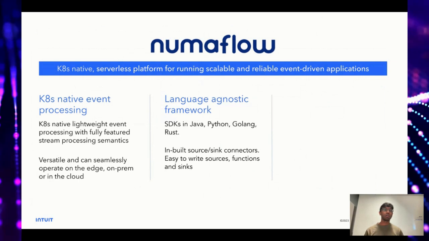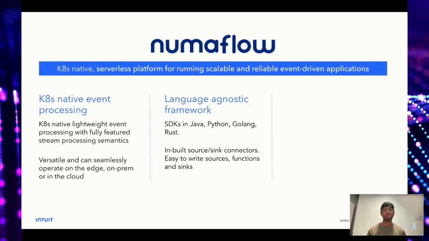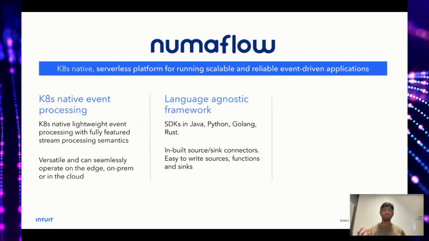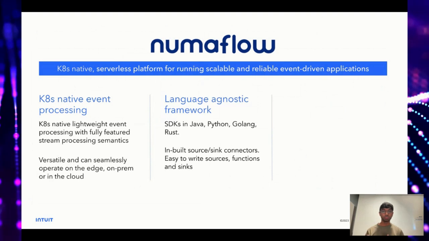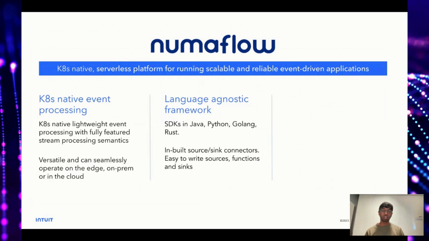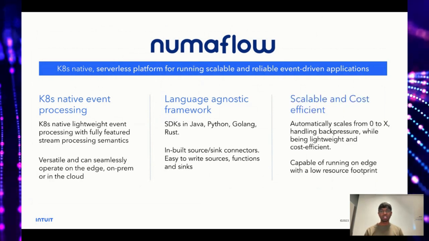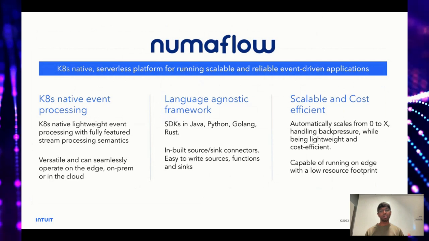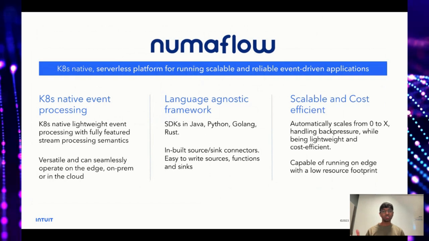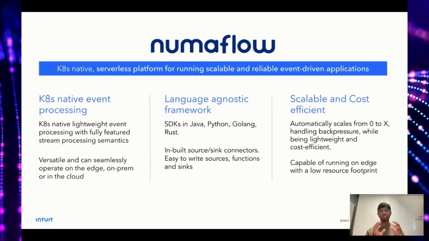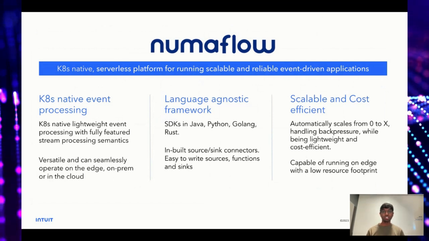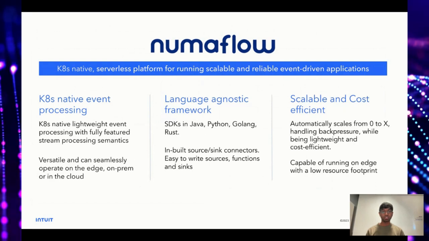If you want to implement your own source, as we have seen from the community, where they implemented custom sources for ZMQ and RabbitMQ and whatnot, they were able to do it because we provide all of the SDKs and the framework to create your own custom sources and sinks and write the functions. The third point is that it's scalable and cost efficient. You have seen that scalability, where we can scale from 0 to X based on the throughput we are receiving and the processing rate that you as a function can do. And it's cost efficient; as I said, we deploy it on edge devices too, which is something we have observed in the community.